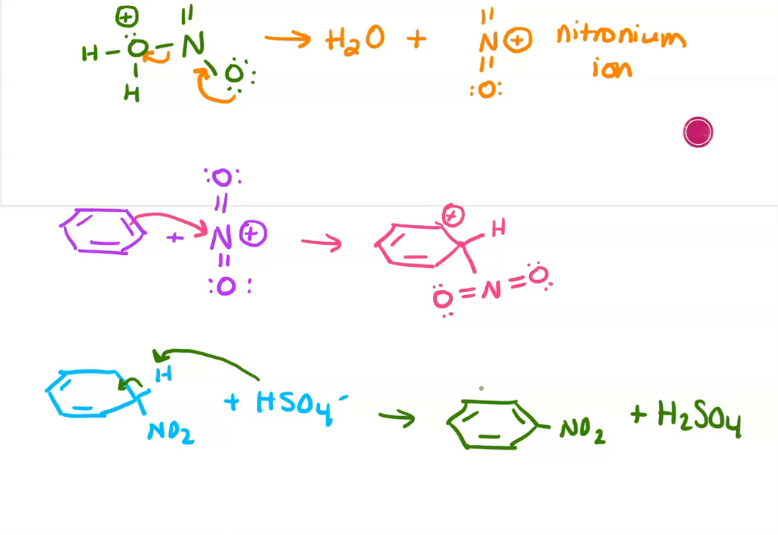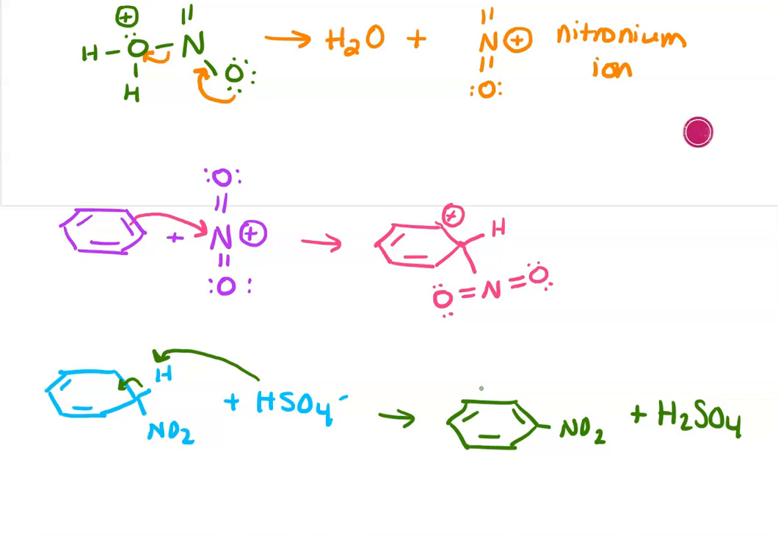So substituting benzenes is all about creating a species that is electron deficient so that the benzene, or not the double bond, but the bond structure of the benzene, is going to want to reach out and grab onto that.